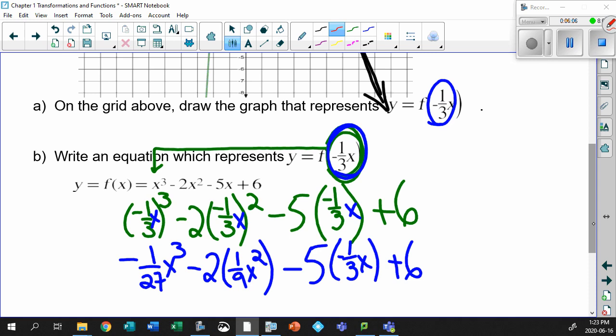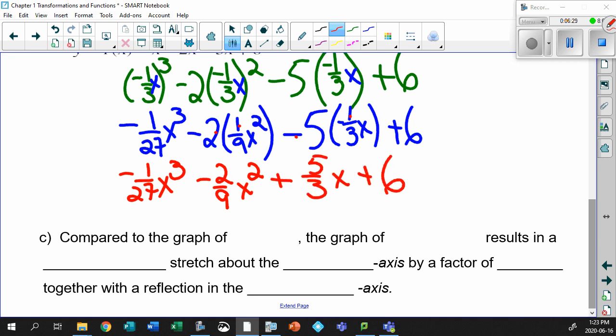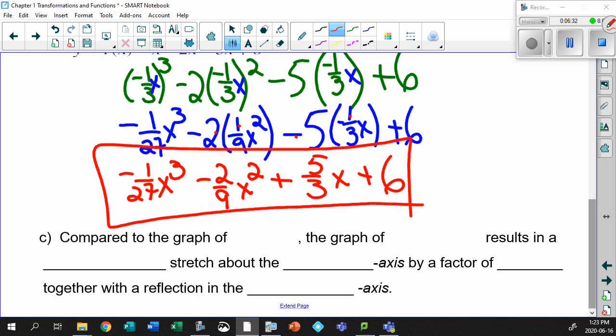Okay, let's clean this up. Oh my goodness, I'm having fun with this. All right, here we go. So this is minus 1/27 x cubed. Minus 2 times 1/9 is minus 2/9 x squared. Minus 5 times minus 1/3 gives me plus 5/3 x plus 6. There's our new transformed equation. Oh my goodness. Holy smokes, does that look ugly?